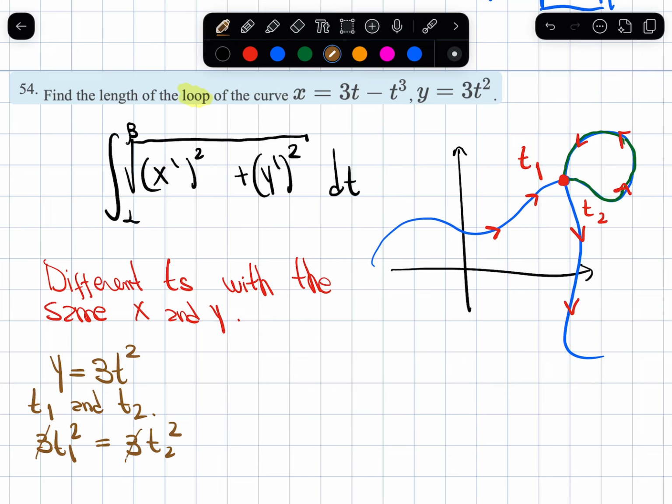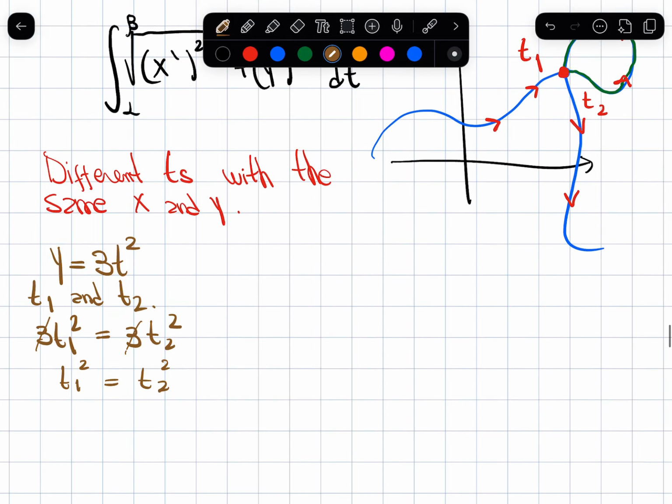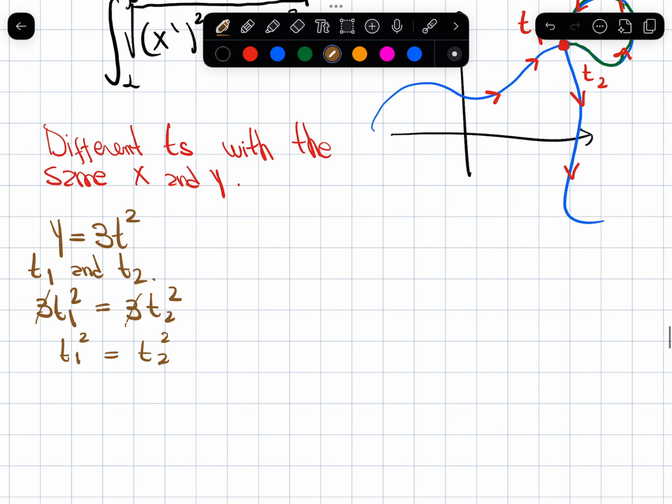If I cancel the 3's, I get that t1 squared equals t2 squared. And the only way for that to happen, for one number squared to equal the other number squared, is if t1 is plus or minus t2, right? But also, I have different t's. So t1 can't equal t2. t1 needs to equal negative t2. Okay.